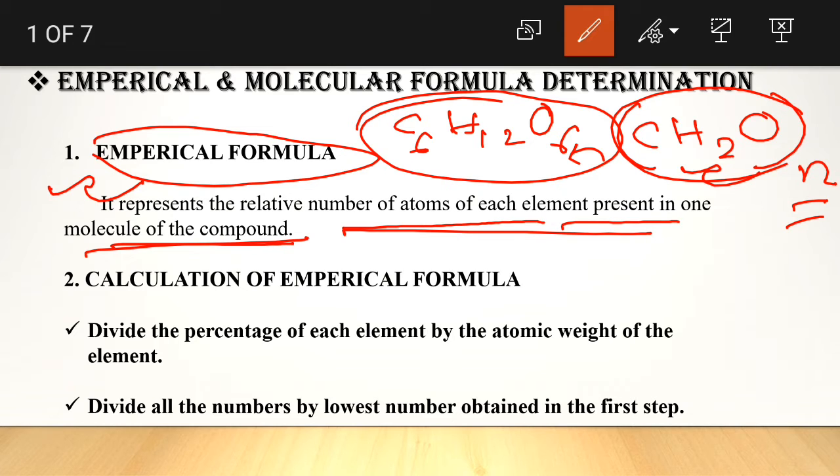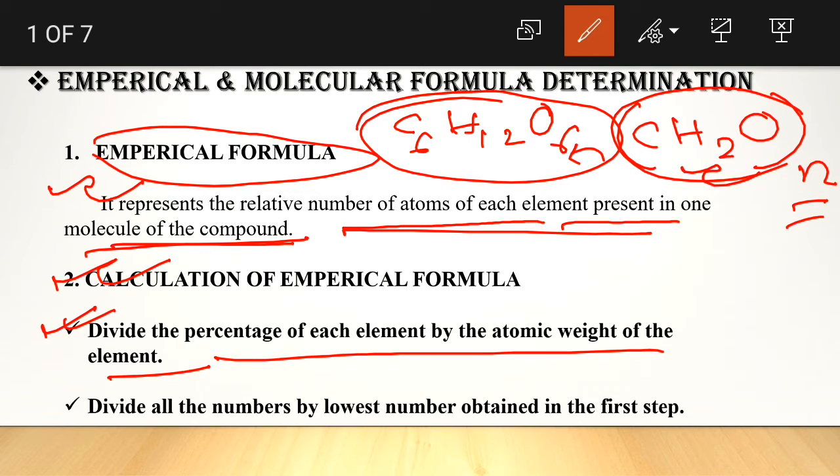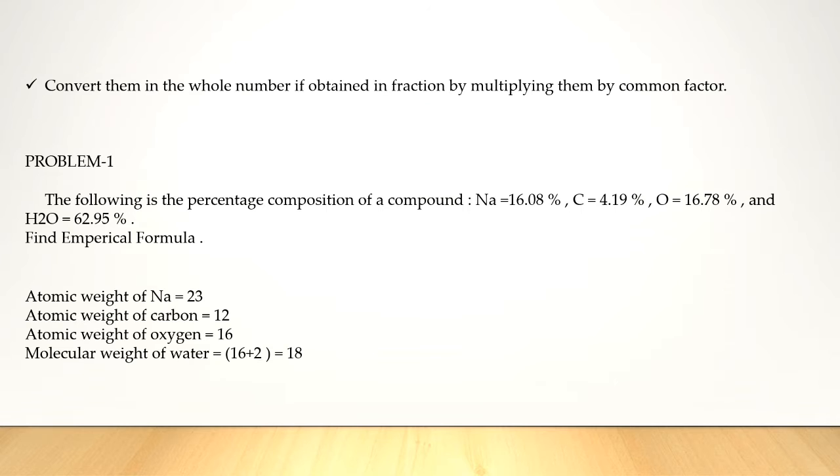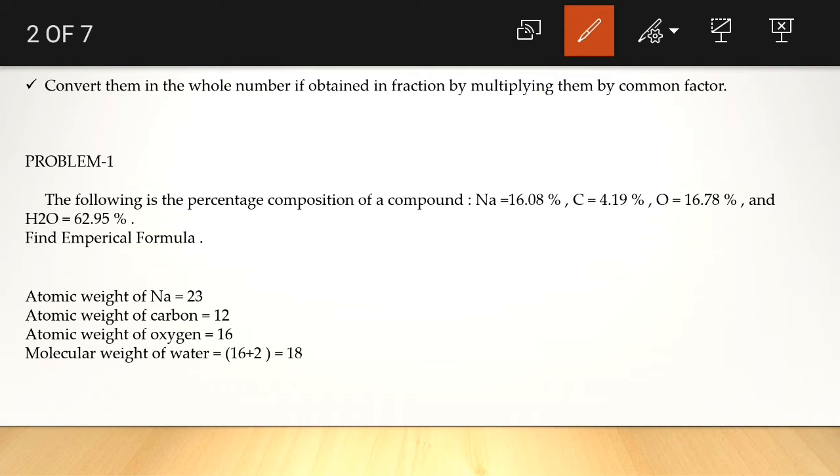Now, calculation of empirical formula. How can we calculate it? There are 3 points we have to consider. First point is to divide the percentage of each element by the atomic weight of the element. Second point is to divide all the numbers by the lowest number obtained in the first step. And third is to convert them into whole numbers, if obtained in fractions, by multiplying them by a common factor.